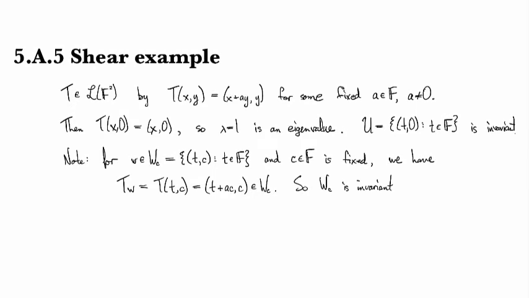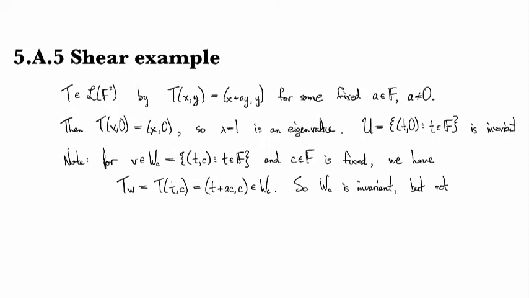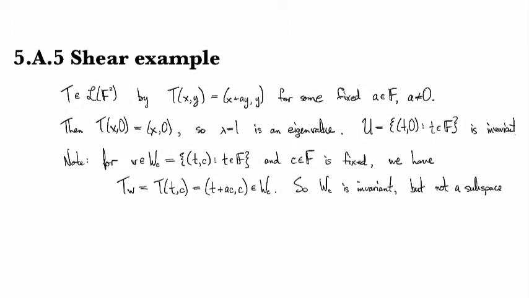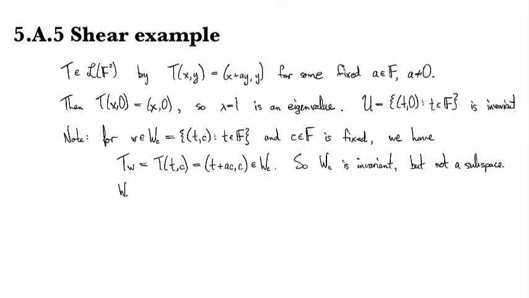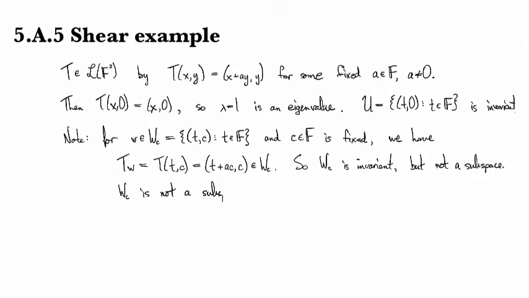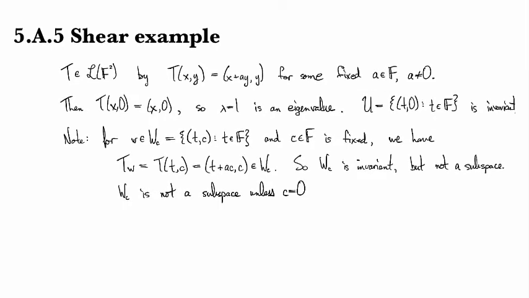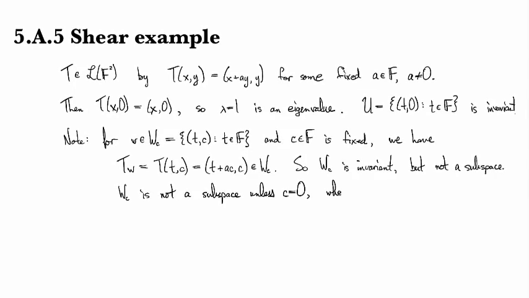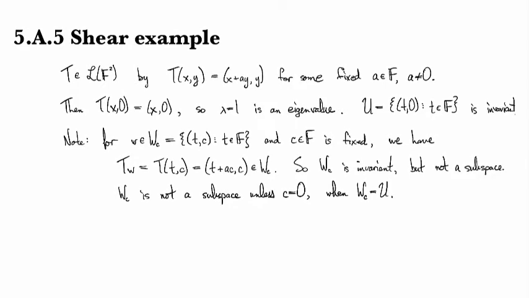So WC is invariant, but it's an invariant subset because it doesn't pass through the origin. It only passes through the origin when C is equal to 0. And in that case, it's actually just U that we're looking at again.